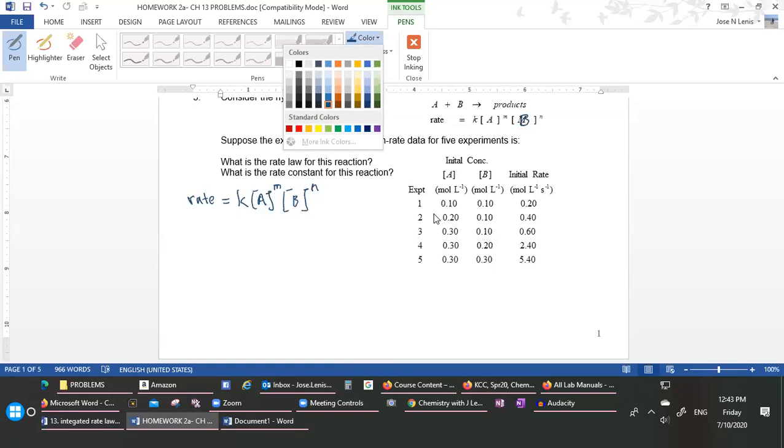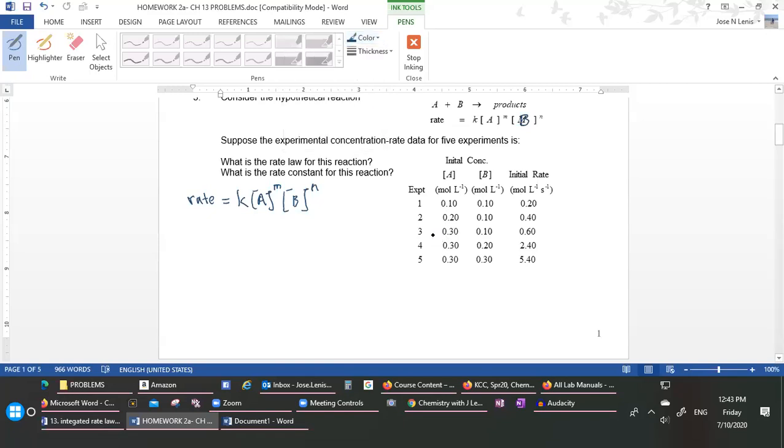So let's select the first three experiments to calculate the value of M. So we're going to use this, the blue one, to calculate M. All right, let's do it.